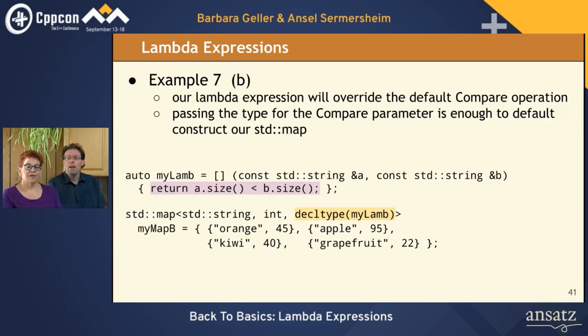However, if you want to take advantage of the fact that lambda expressions can capture values, for example, you might want to capture a particular locale to do a locale-aware string comparison. Keep in mind, if you add a capture to the lambda expression, then you're going to need to pass an instance of the closure when you construct the map, because the closure type will no longer be default constructible.